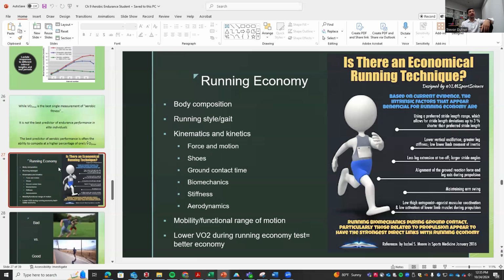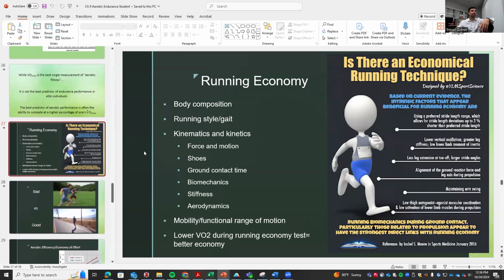Because when you are running in a long distance race, you are not running at your VO2 max, right? You're not running 100% VO2 max. You would be exhausted relatively rapidly. You are running below that. And so because everyone has such a high VO2 max, it becomes somewhat negligible in these elite populations. And what really becomes more important is how much energy does it take you to move from point A to point B, or how much energy does it take you to run at the specific pace?